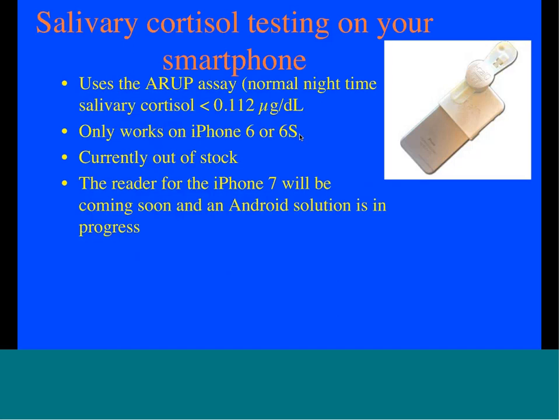This uses the AirUp assay, and at nighttime, at 11 o'clock at night, the cutoff is 0.112 micrograms per deciliter. If you're less than that, you're considered normal. If you're above that, you're considered Cushing's. I did not find the normal values for the morning, but they're probably about 0.6 or so. This only works on an iPhone 6 or 6S, and it's currently out of stock. I'm not sure exactly when they're going to get it back, but they did assure me that they're moving ahead with this, and they're quite excited about it. They also say they're going to have a reader for an iPhone 7, and an Android solution is also in progress.